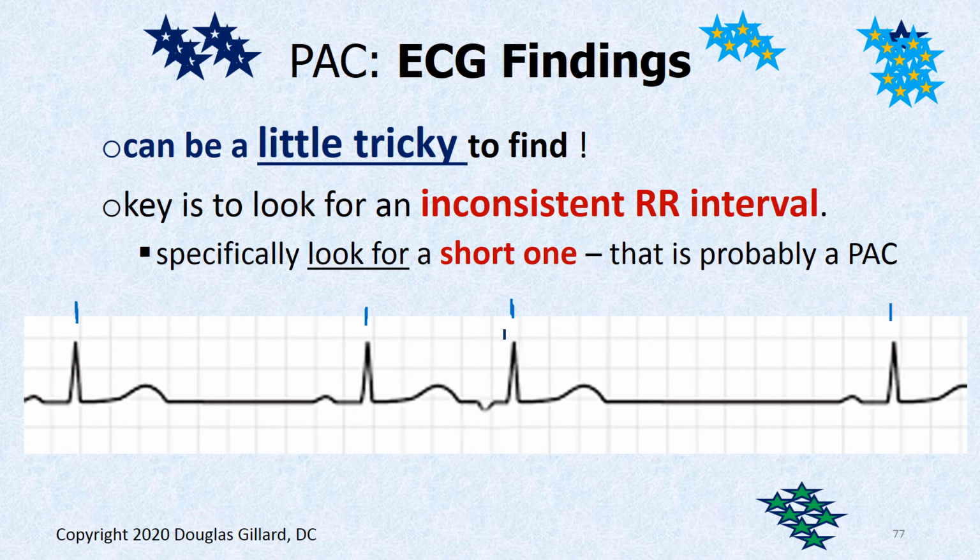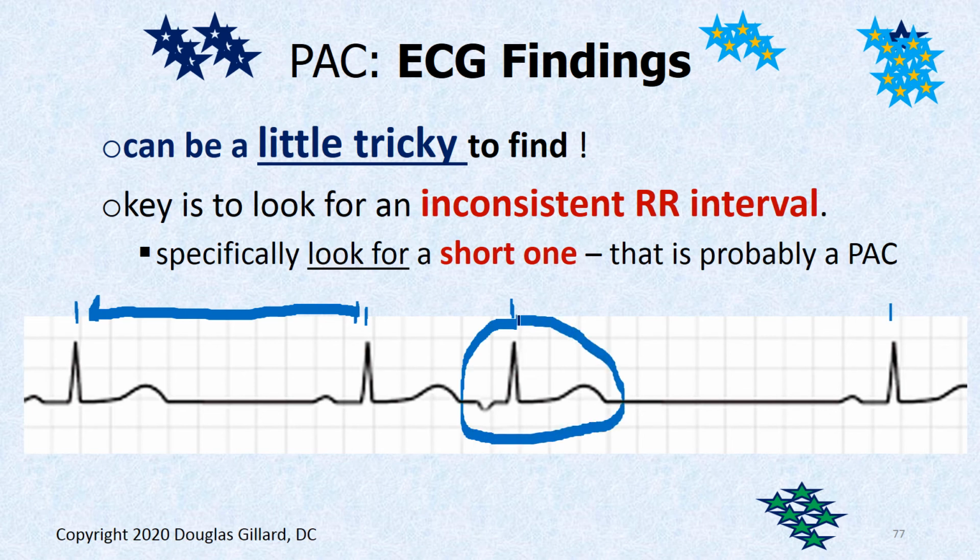But look for these, because usually this is the normal interval between the R waves, and I would expect that again and again and again. Then all of a sudden I see a short one. Usually the short one is the PAC or PVC or whatever it is. This happens to be a PAC, and that is not a normal beat, is it? What's the matter with it?